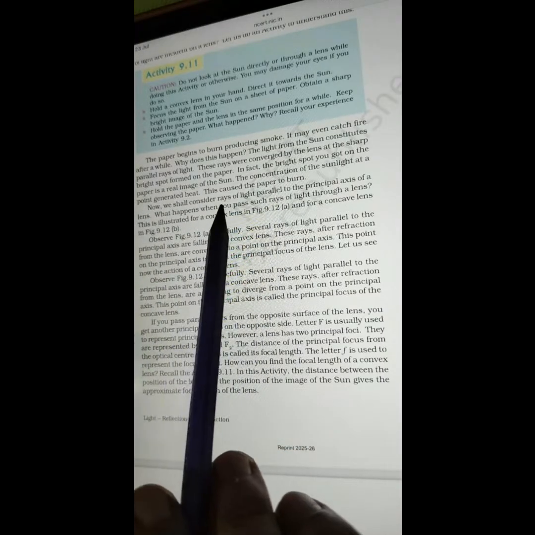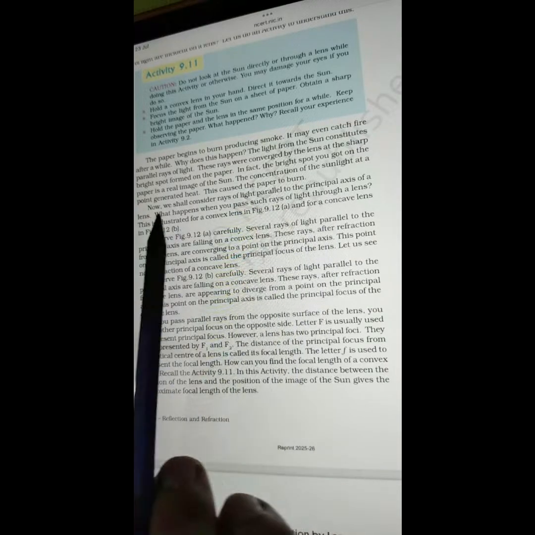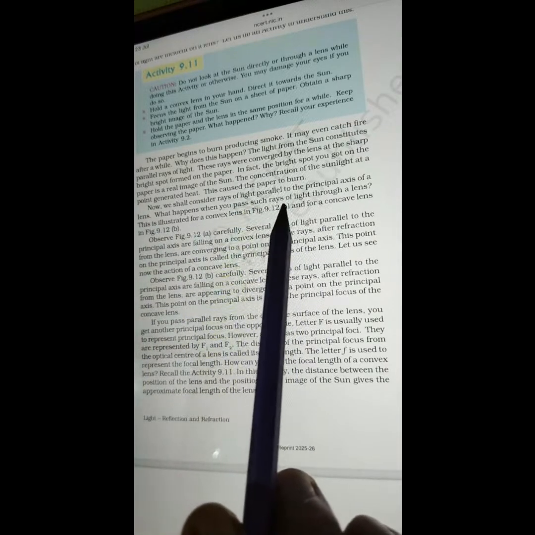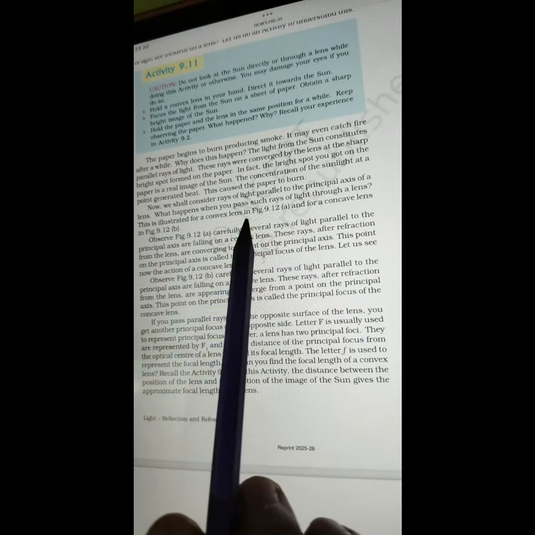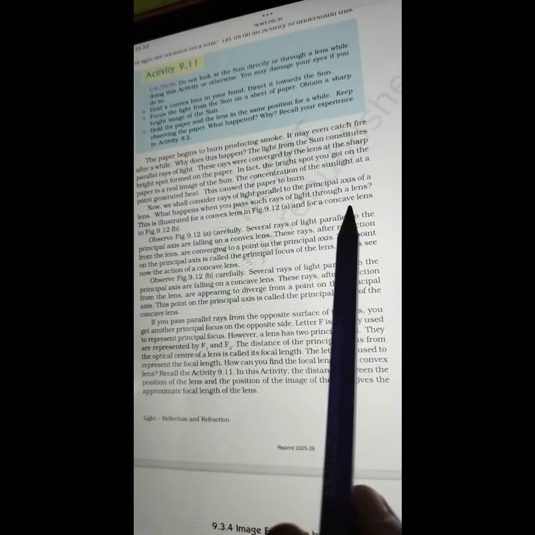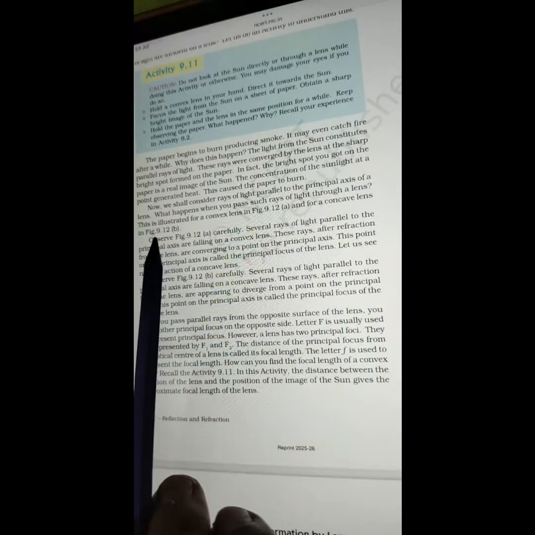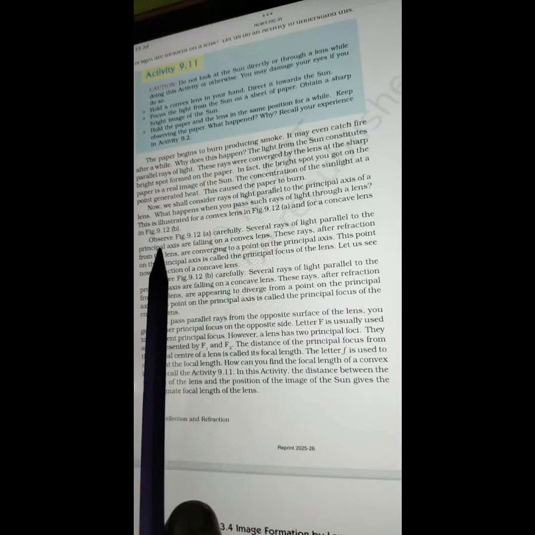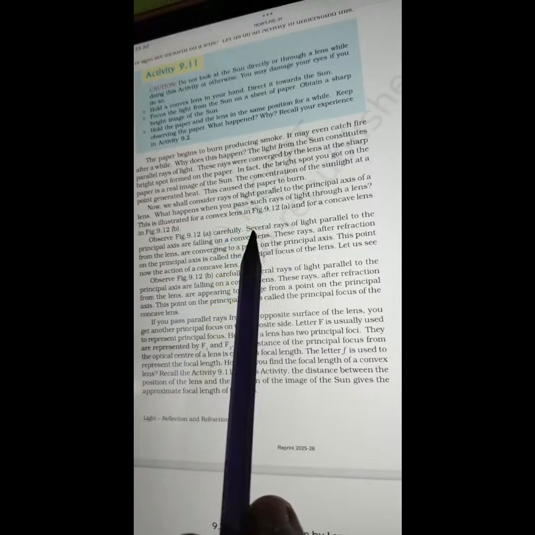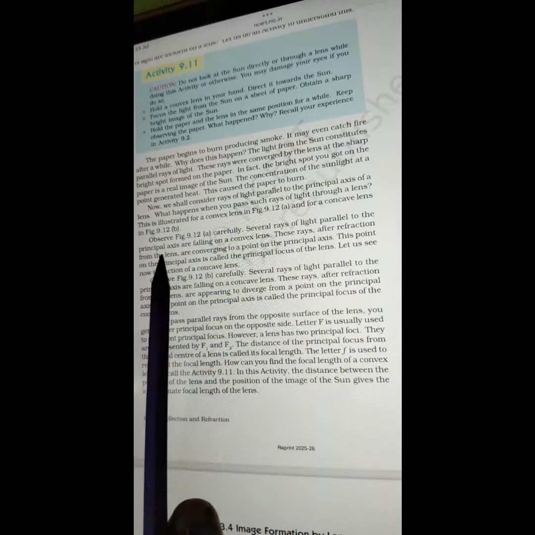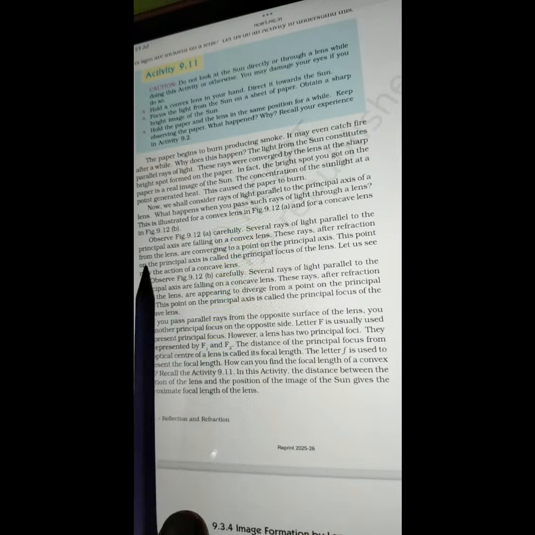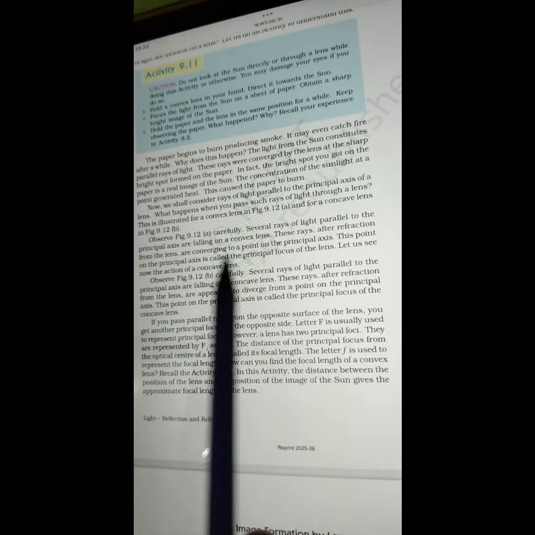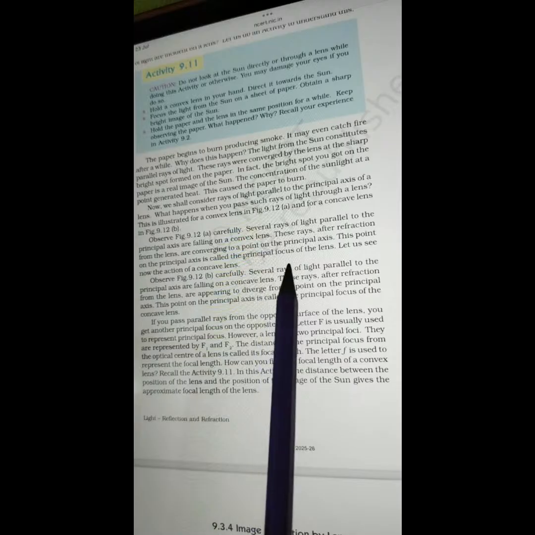Now we shall consider rays of light parallel to the principal axis of a lens. What happens when you pass such rays of light through the lens? This is illustrated for a convex lens in figure 9.12a and for a concave lens in figure 9.12b. Observe 9.12a carefully. Several rays of light parallel to the principal axis are falling on a convex lens. These rays, after refraction from the lens, are converging to a point on the principal axis. This point on the principal axis is called the principal focus of the lens.